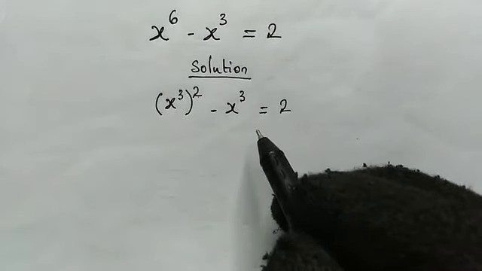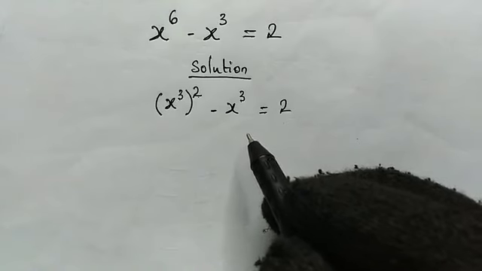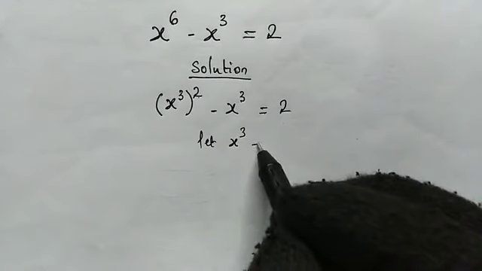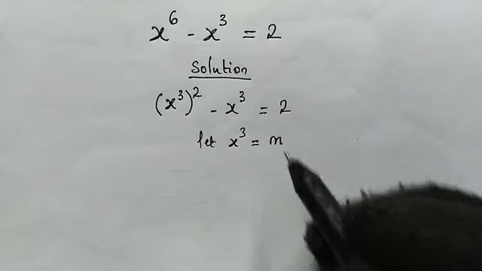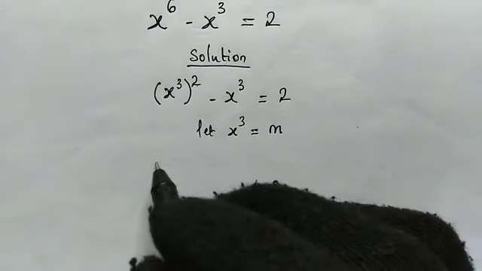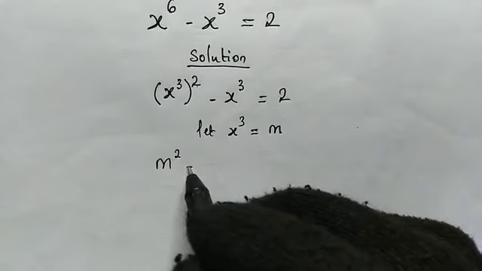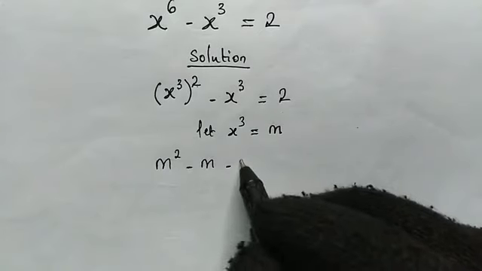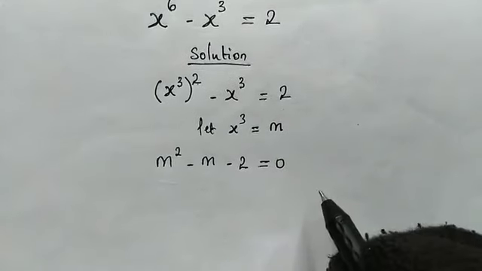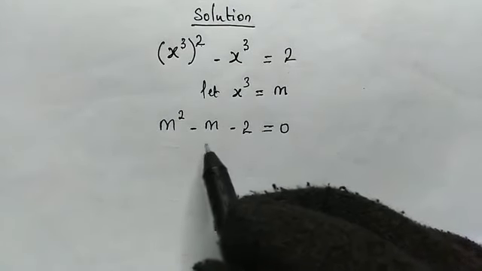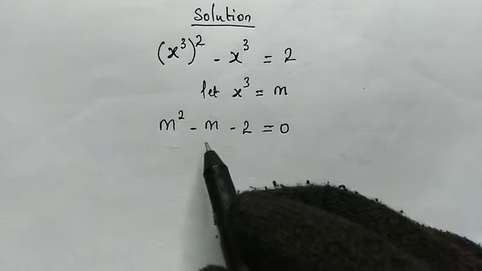At this point, the best decision to make here is to let x cubed equal another variable, let's say m. So x to the power of 3 squared will become m squared, minus x to the power of 3 will become m. Remember, we're subtracting that 2 and the whole of this equals 0. Okay, now from here, make use of the general quadratic formula, or even this can be factorized.